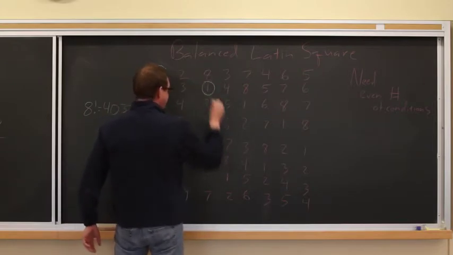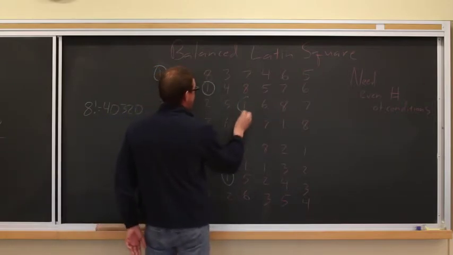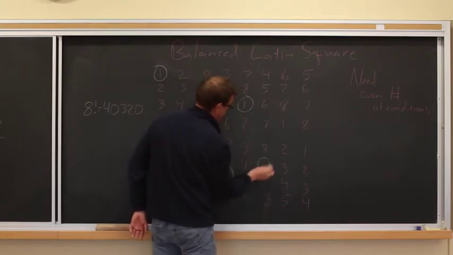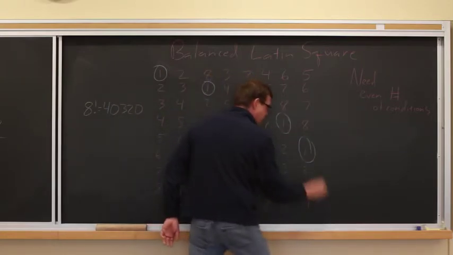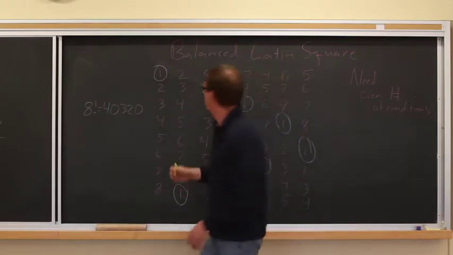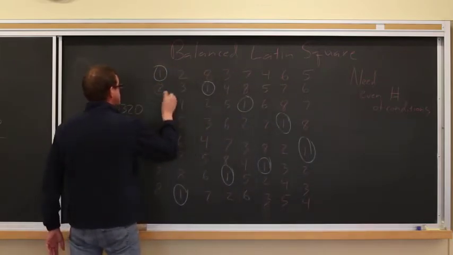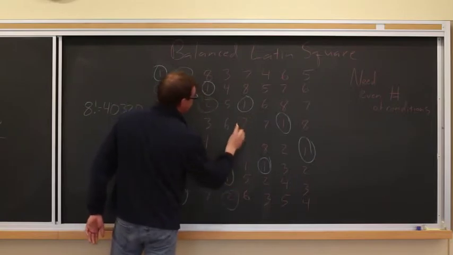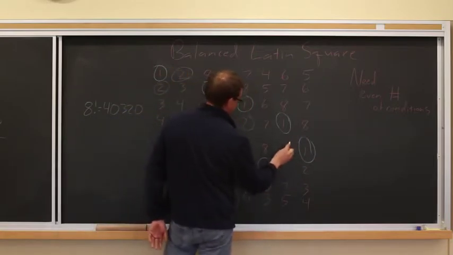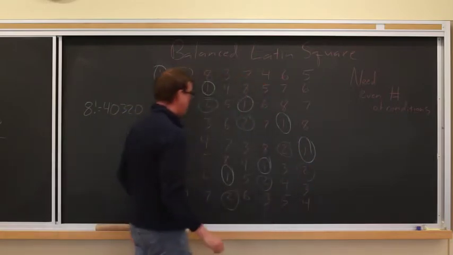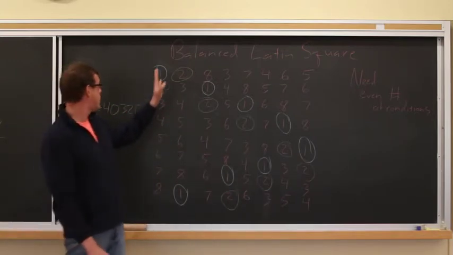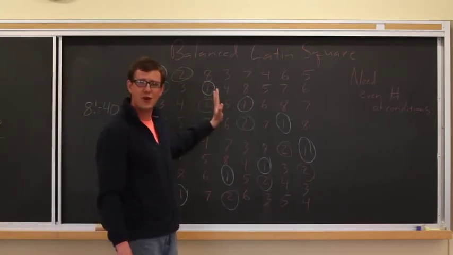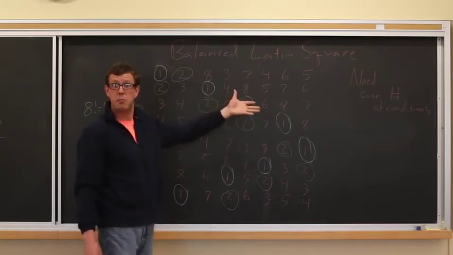Third location, the fourth location, fifth location, sixth location, seventh location, eighth location. Let's see if this holds out for 2, and I'll let you figure out the rest. So 2 appears in the first, second, third, fourth, fifth, sixth, seventh, and 8th position. So again, we have each not each order, but each condition appearing in each possible location.